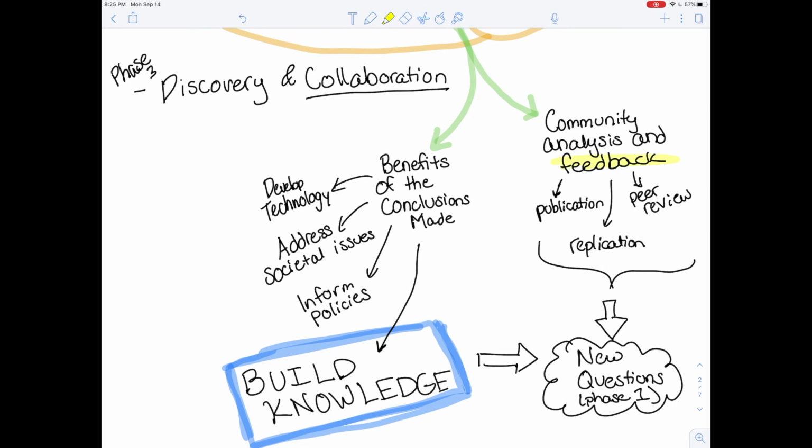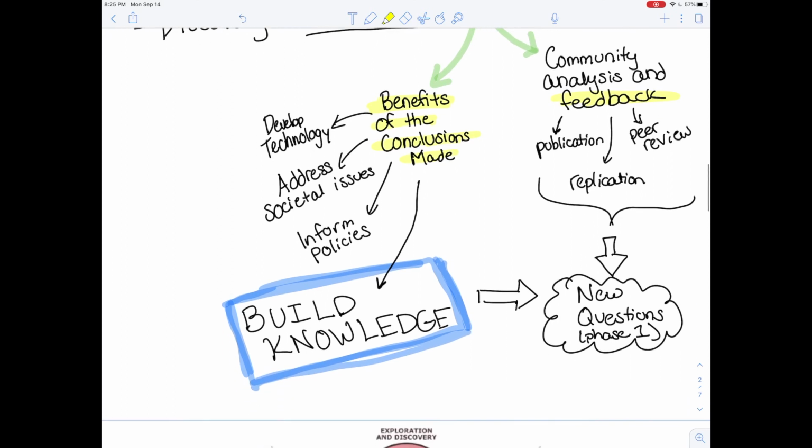And then, of course, whenever you make a scientific discovery, there are benefits like developing technology, addressing societal issues, and informing our policies. But I think one critical one that we can't forget about is that a huge benefit is that it contributes scientific knowledge and builds scientific knowledge. And this is not just for you. You're building knowledge for the entire community of science. So it's more than just you. You're contributing to discoveries that others have made.